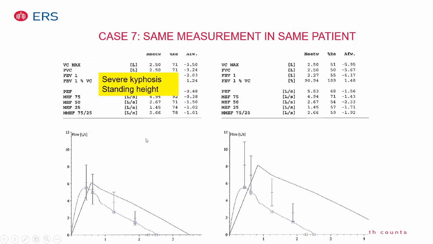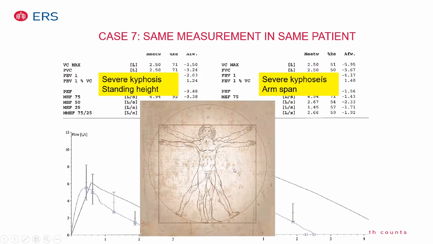This was a girl with a severe thorax kyphosis. And here standing height was taken, which underestimates true height because of the kyphosis. And here the arm span is taken instead of standing height, which more accurately reflects the body length. And here again, there's reference to Da Vinci. So if you can't measure a correct standing height, then you take the arm span as a substitute.